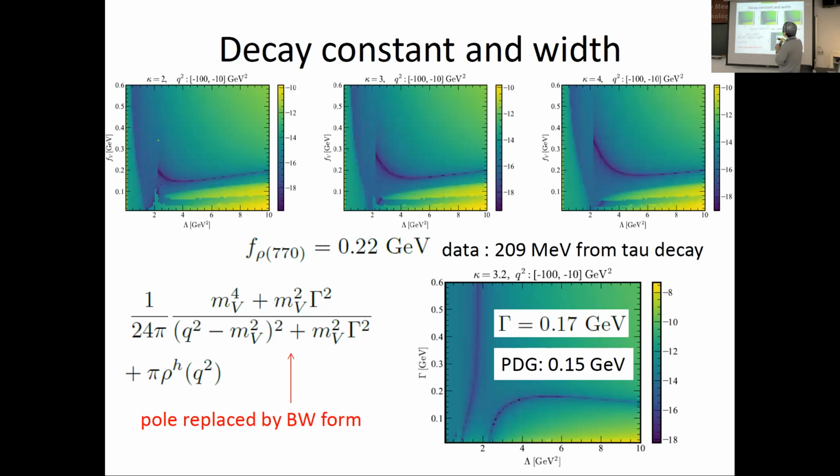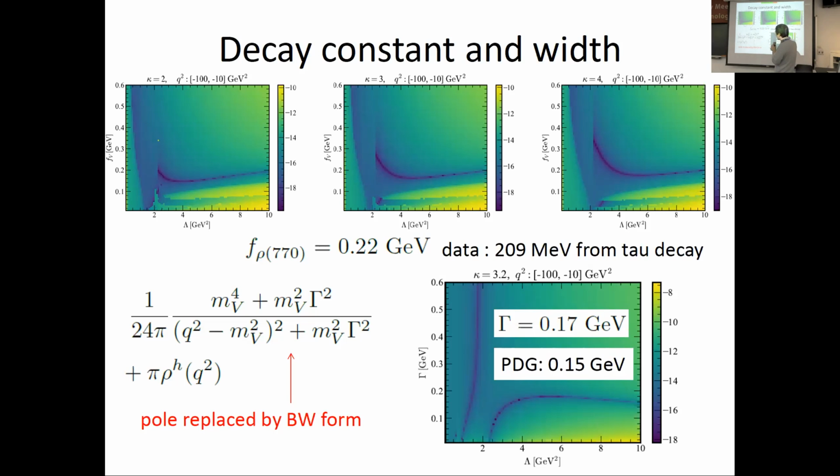Now we come to the decay constant and the decay width. Again, you can scan the RSS on this lambda FV plane. Again, you see almost a plateau, for carbide 2, 3, 4. Just looking at the global minima here, we determine the decay constant to be about 0.22, and the data is about 0.21.